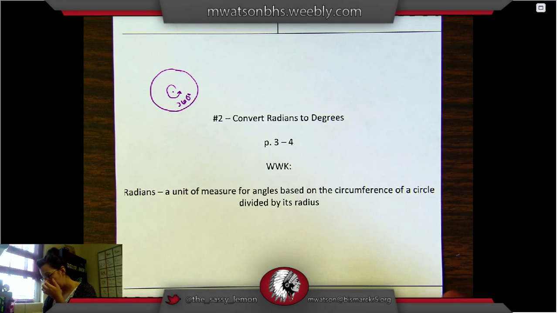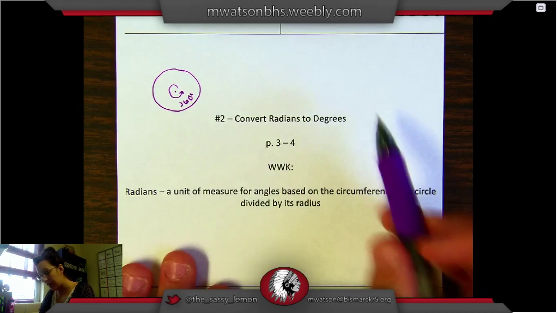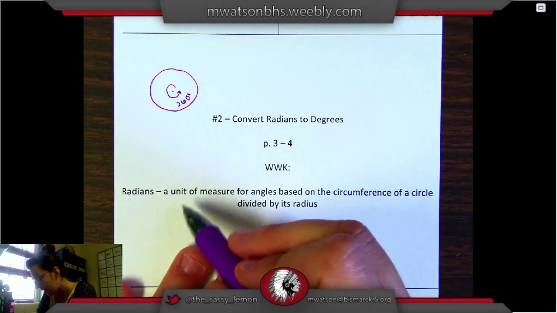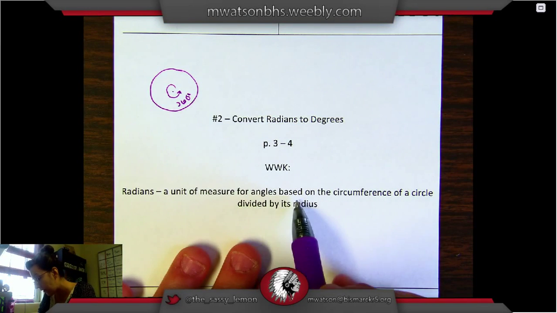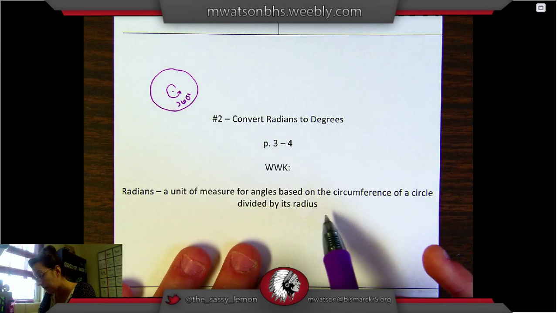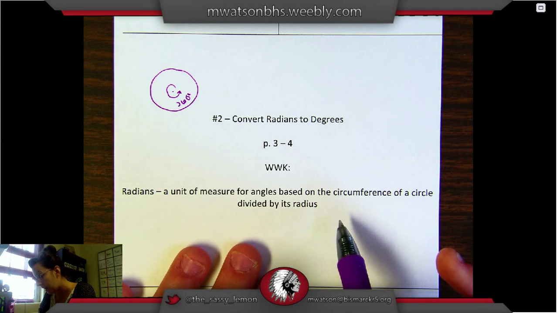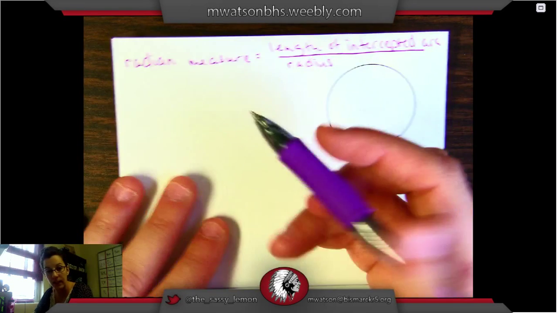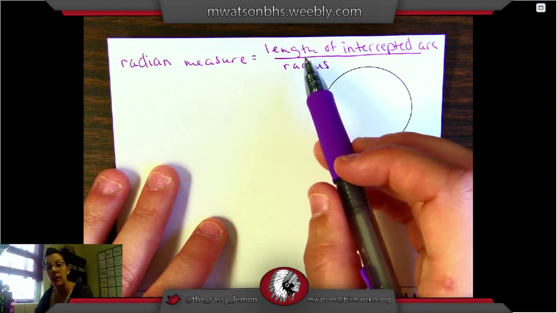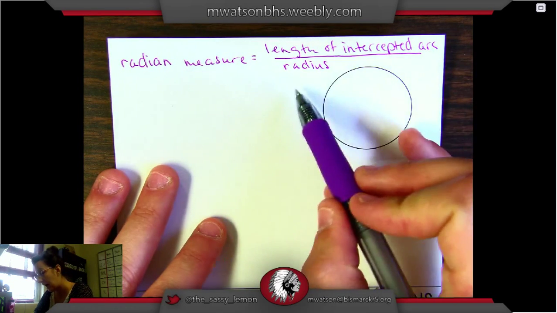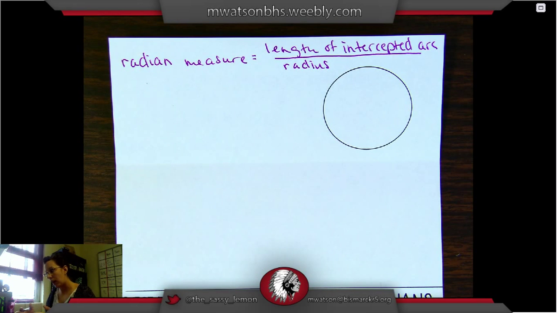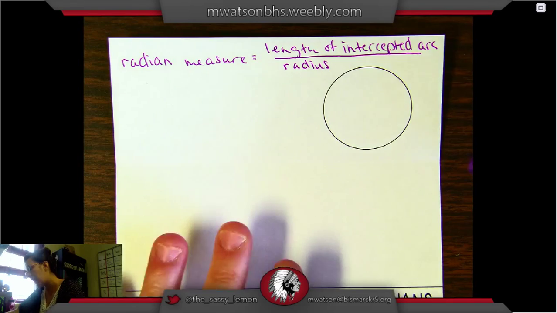This isn't anything you need to write down, just something to pay attention to. Let's start by talking about what this actually says. It says a unit of measure for angles based on the circumference of a circle divided by its radius. So if you flip over, and I already have this written, I rewrite that same concept as radian measure is simply the length of an intercepted arc divided by the radius. And I want to walk through an example with numbers before I do it in general. So I'm just going to do that on a piece of scratch paper.